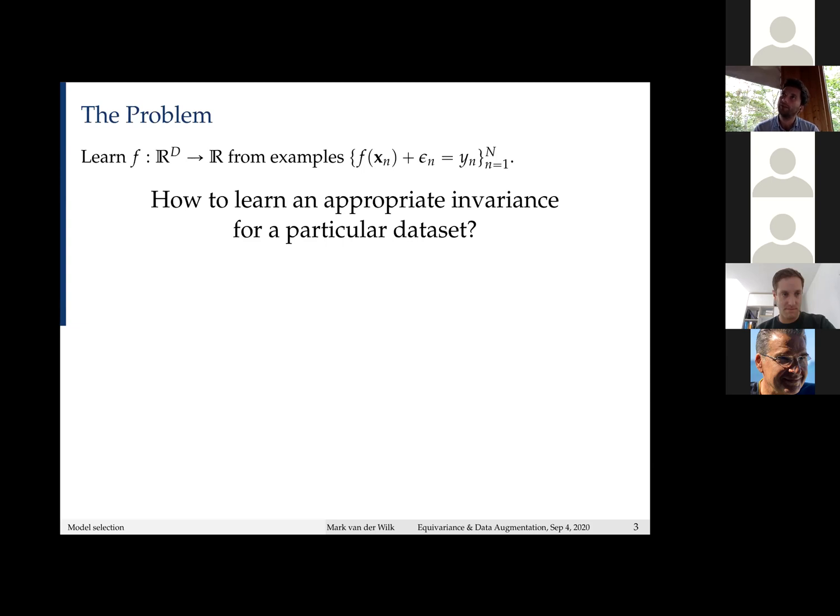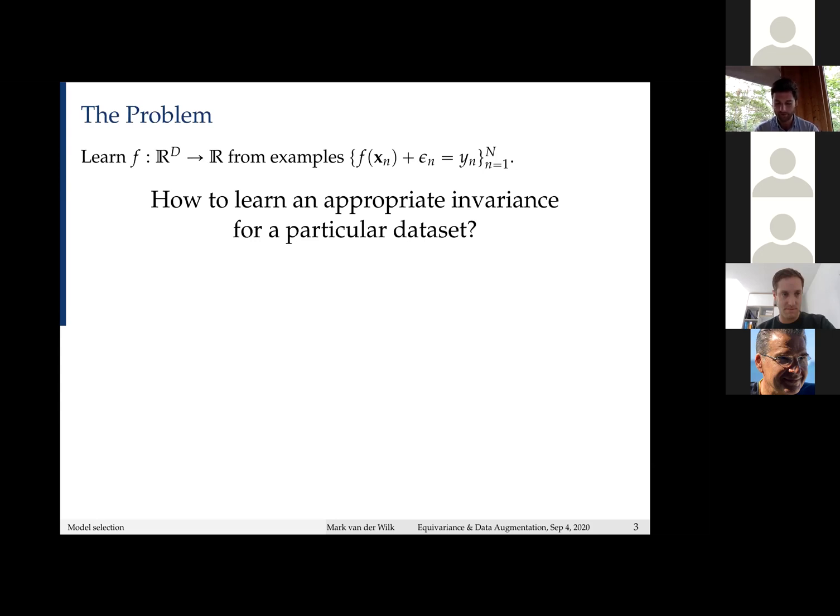So these invariances in current machine learning methods are encoded in the function class that you choose, right? So if you know that there is a rotational invariance in your problem, and you want to take advantage of this, then you might choose your function class to only contain functions which give the same output for rotated inputs.